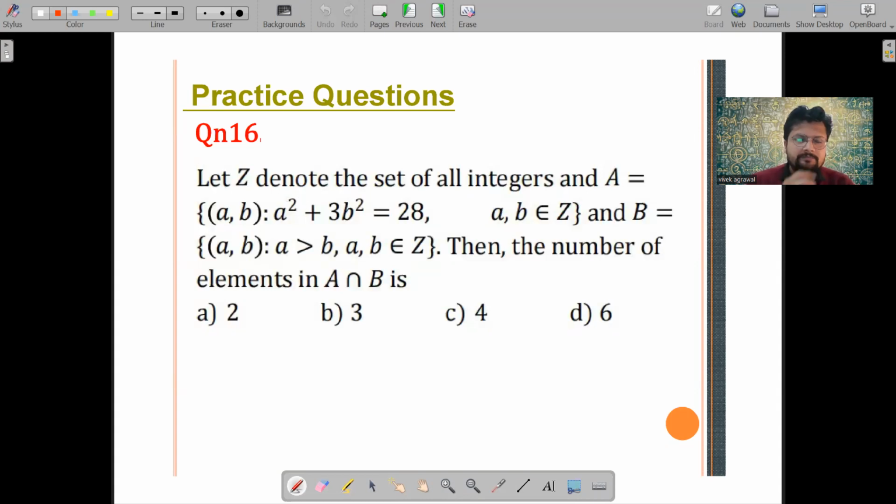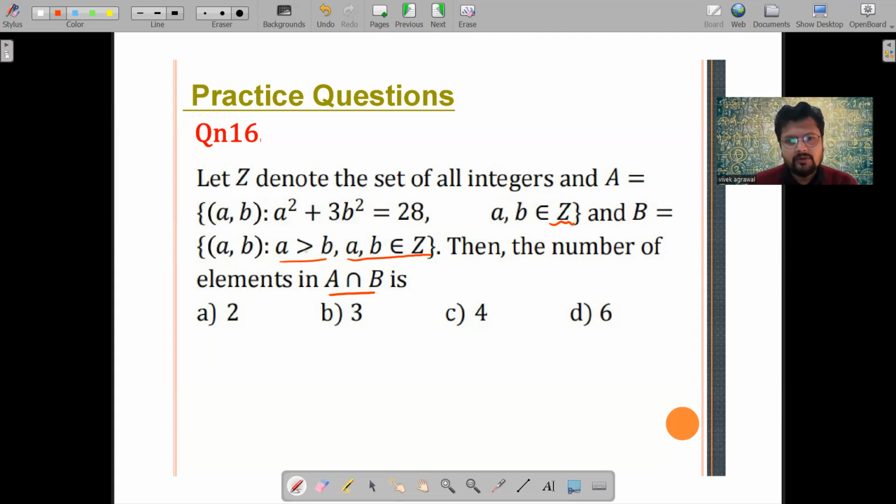There is question number 16. Let Z denote the set of all integers, and A is the set of (a, b) such that a square plus 3b square equals 28, and a and b both belong to what? Z. Z is what? Z is always the set of integers. So a and b both belong to integers. Here also a and b both belong to integers. And where a is greater than b, then the number of elements in A intersection B is.